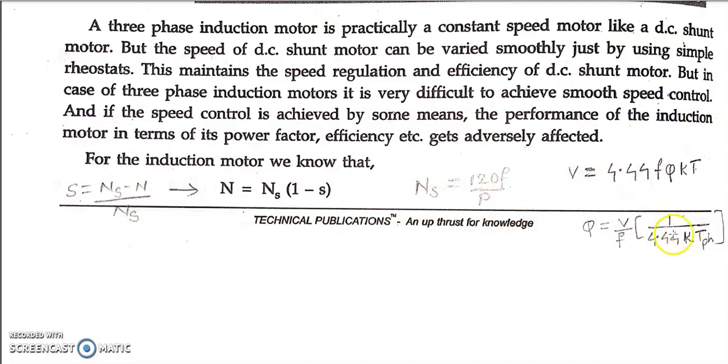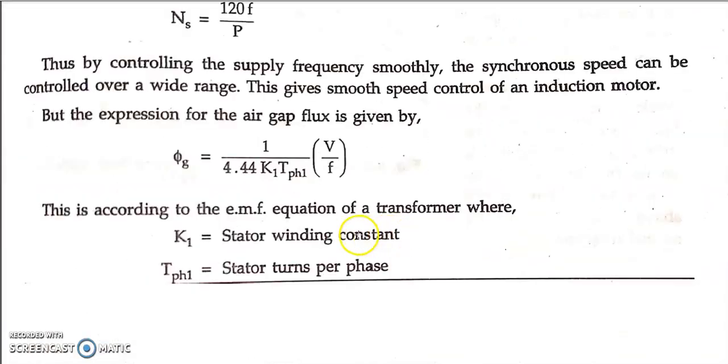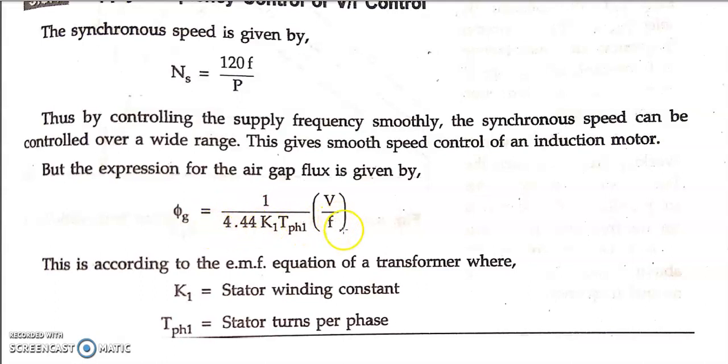V by F equals 1 by 4.44 K into T phase. Like I said, K is your stator winding constant. You can see when frequency is changed, either increased or decreased, it affects your air gap flux. And remember, your machine should always have constant air gap flux, no matter what, whether you are varying the speed or the load is changing. The air gap flux should always be maintained constant. Obviously, I can't touch the constant of the stator winding, and I can't touch the stator turns per phase, as far as this method is concerned.